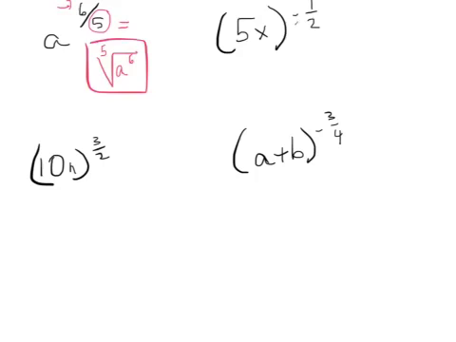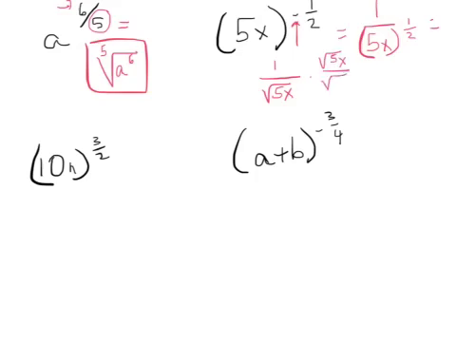Now here we've got 5x to the negative 1/2 power. That negative sign means that this expression is really in the denominator. So we've got 1 over 5x to the 1/2 power, which is equal to 1 over radical 5x. We'd like to rationalize that denominator, so we're going to multiply it by radical 5x over radical 5x. And so our simplified answer would be radical 5x over 5x.